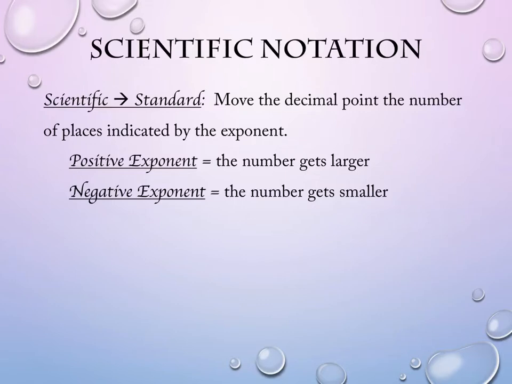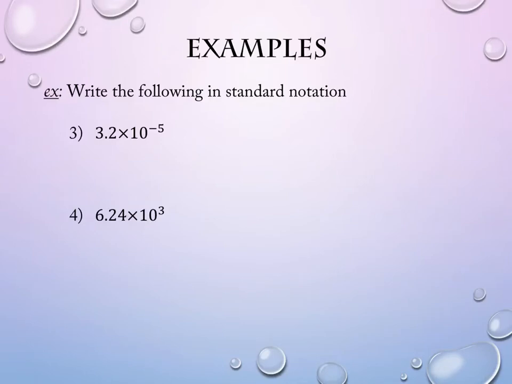Okay, so let's take a look at a couple examples. I don't know why I liked the exponent 5. I've used it twice now. All right, so the 5 tells me I'm going to move the decimal point 5 places. It's negative, so will the number get bigger or smaller? Smaller, so the decimal point moves to the left.